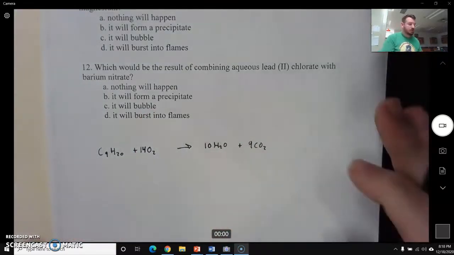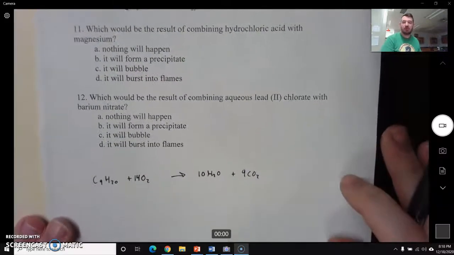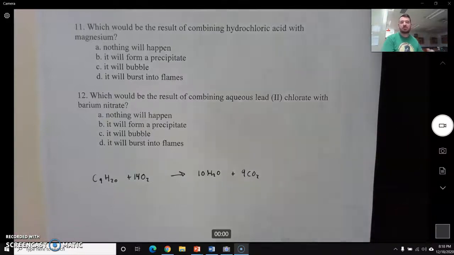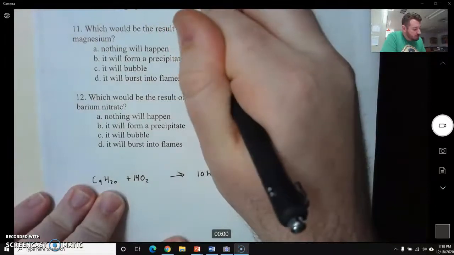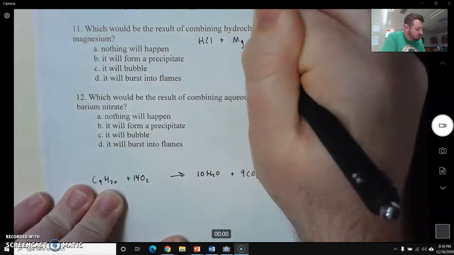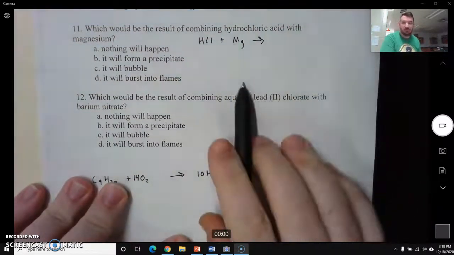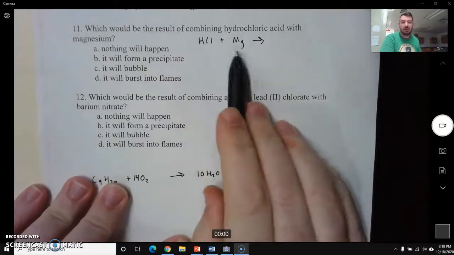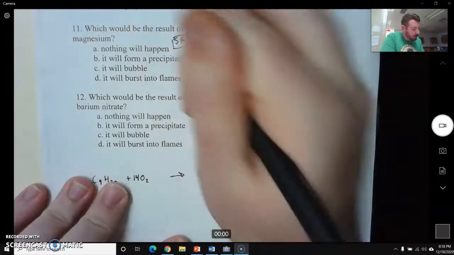Good, so that was a little bit more practice on a combustion reaction. Let's take a look at 11 and 12. For number 11, it says, which would be the result of combining hydrochloric acid with magnesium? If we combine these two, hydrochloric acid would be HCl plus magnesium, Mg. This should look like a single replacement reaction, correct? You see a compound plus an element. We know this is a single replacement reaction.